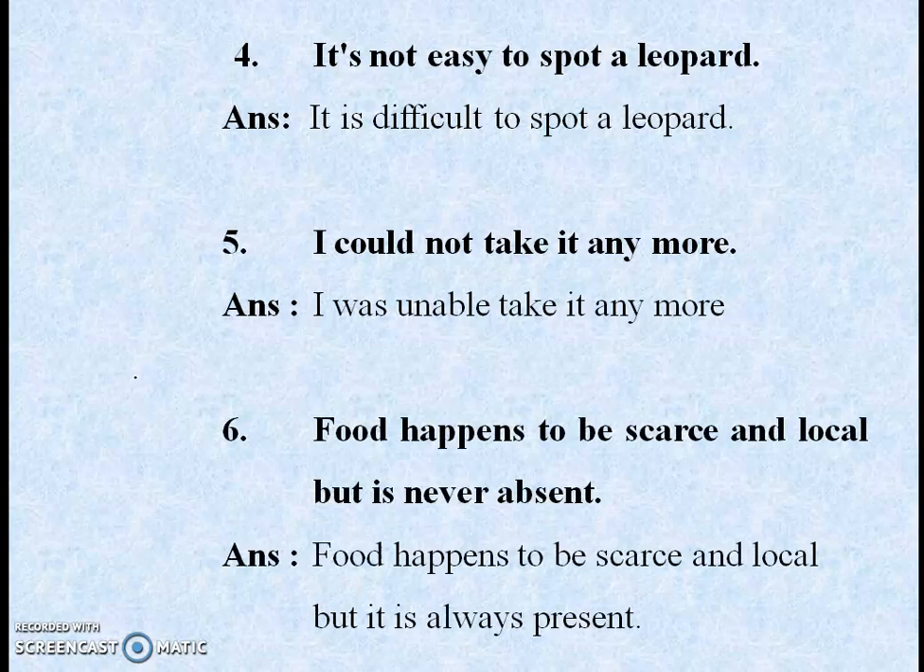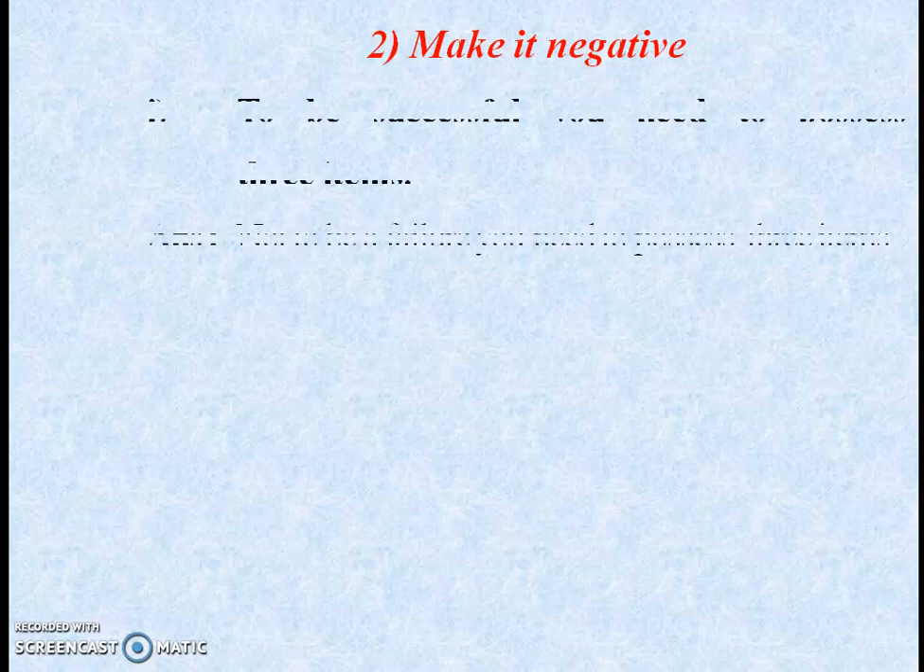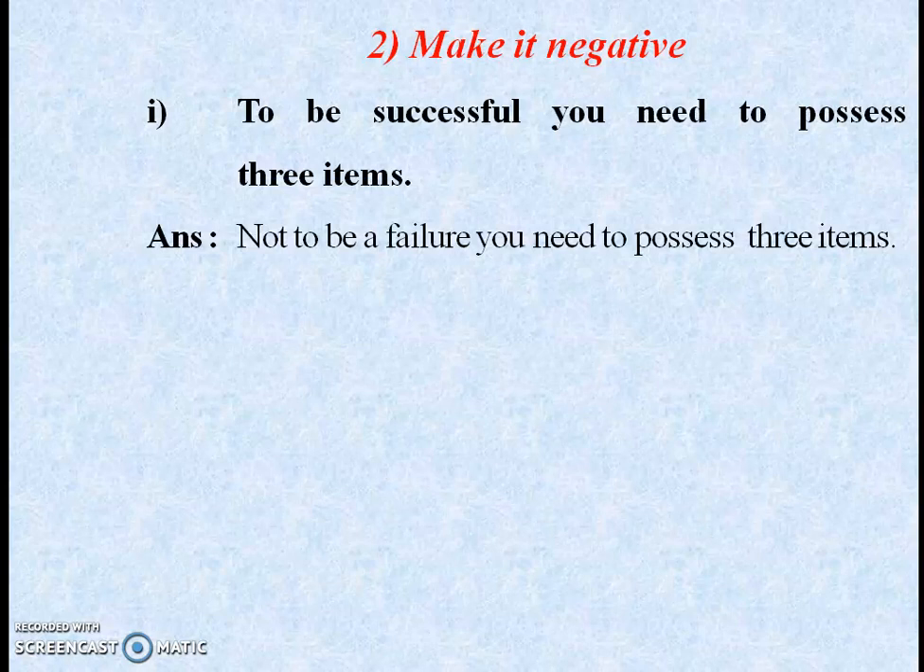Next example, food happens to be scarce and local but is never absent. Never means negative word, so it is a negative sentence. Food happens to be scarce and local but it is always present. It is assertive sentence. Now we shall see the negative sentence. We have seen its definition. Negative sentence is a sentence which contains negative words.